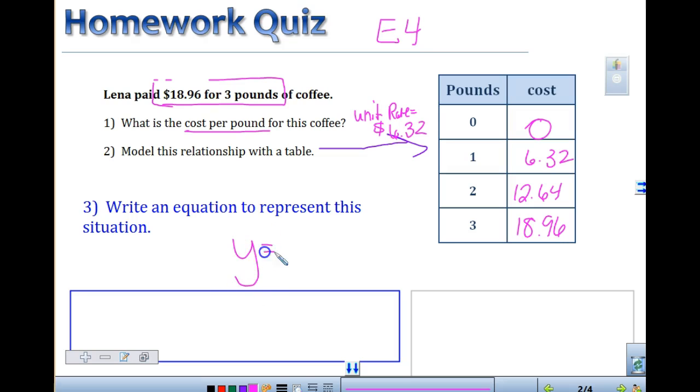Y equals what? What's our unit rate? Nope. What's my unit rate? 6.32, so what am I going to write for my equation? Y equals 6.32x, right? So if you had those answers, put a 4 out of 4 on the top. If you didn't, you're correcting yours.